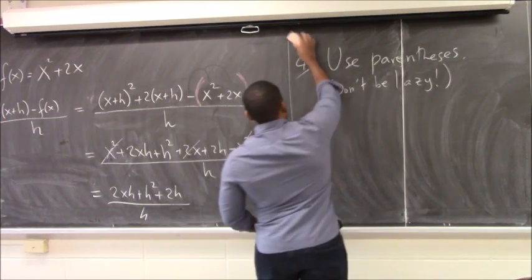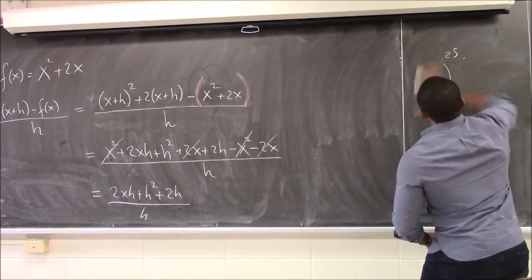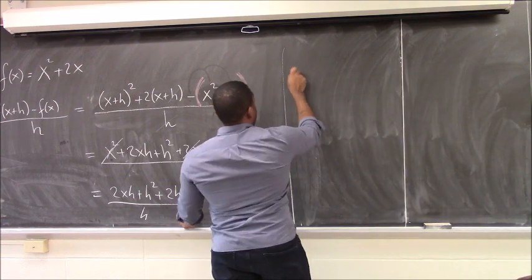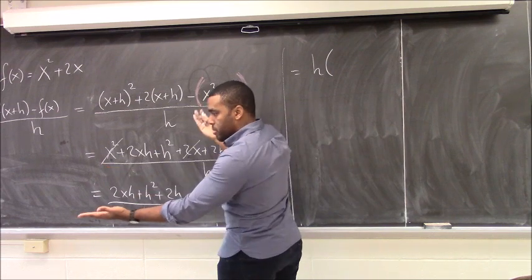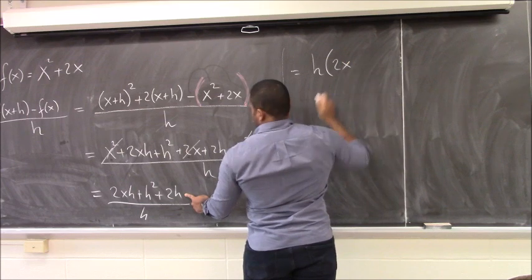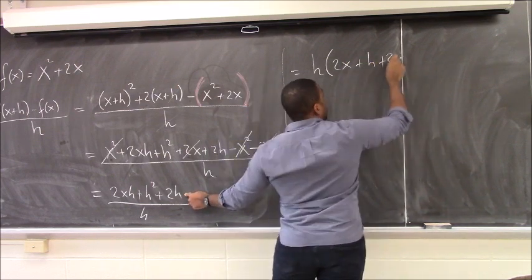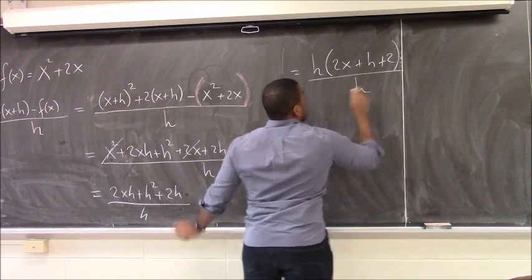Yeah? You can factor an h out. H is what we call a common term in the numerator. So we can pull a common h out. This is one of the techniques from factoring. It's called GCF factoring. And so we're left with h times 2x plus h plus 2, all over h. Now what?